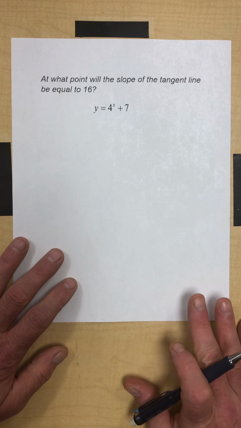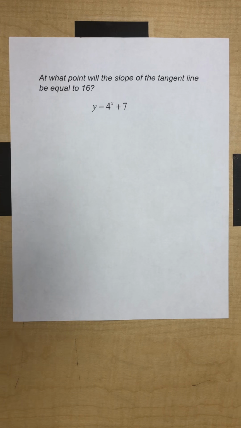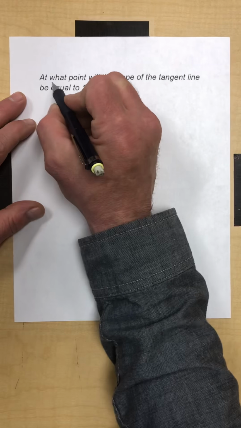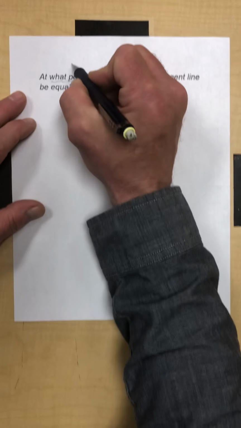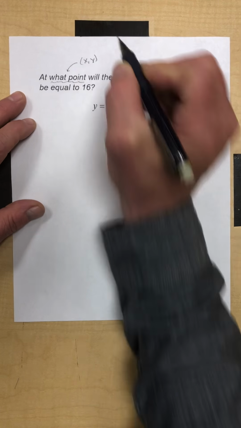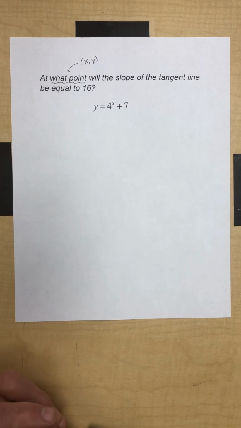Okay, this guy right here is a little bit different than the problems we've been doing. Kind of a cool problem, I'll be honest with you. So obviously we have a function there, and it's an exponential. So we know we're going to have a curve, and it wants to know at what point. Okay, and this is really important, at what point. Okay, so that means we need an x-coordinate and a y-coordinate because it's asking about what point, okay, will the slope of the tangent line be equal to 16?